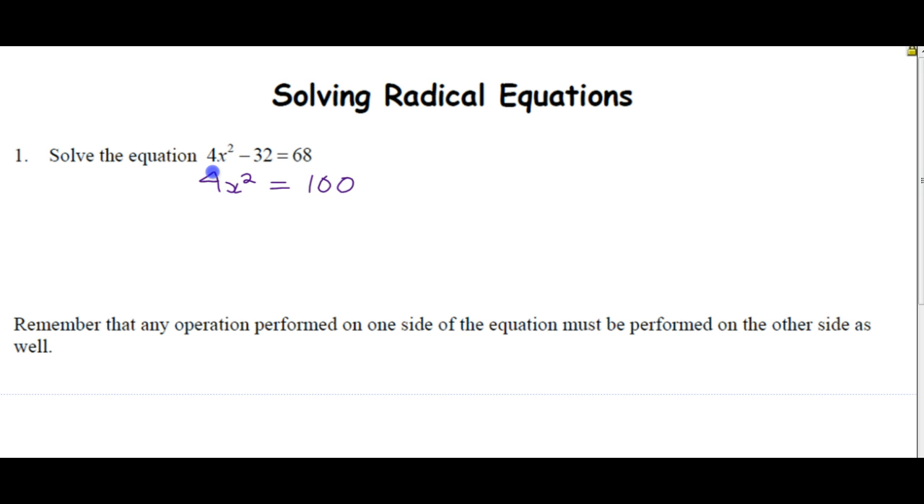68 plus 2 is 70, plus 30 is 100. And then we want to isolate the x, because that's what we're trying to solve for. So we're going to divide both sides by 4. So x squared is 25.